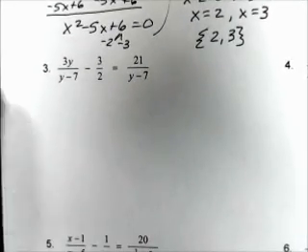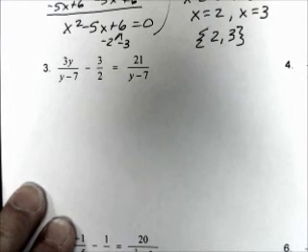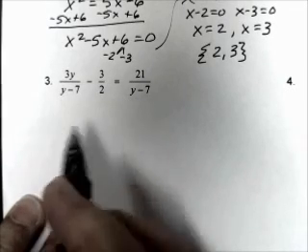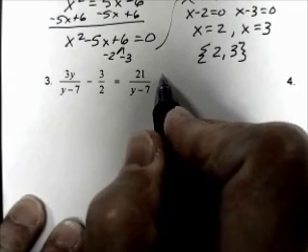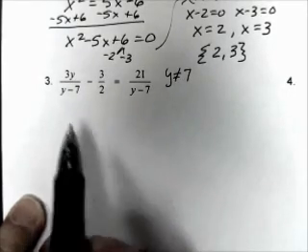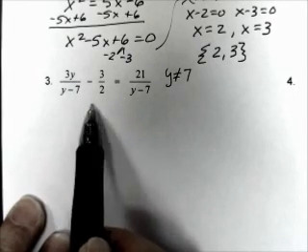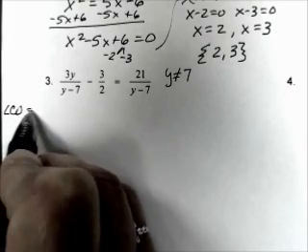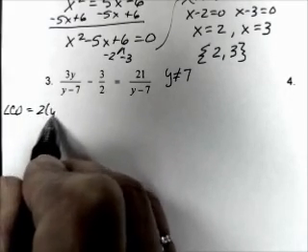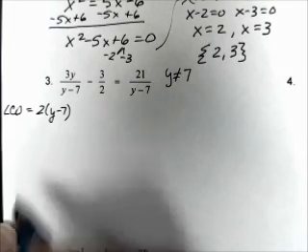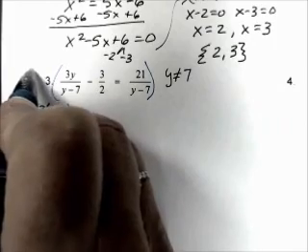Number 3. For what values of y do we have any fractions undefined? Well, if y was equal to 7. So y cannot equal 7. For our denominators of y minus 7, 2, and y minus 7, the least common denominator is 2 times y minus 7. So we're going to multiply the entire equation by 2 times y minus 7.